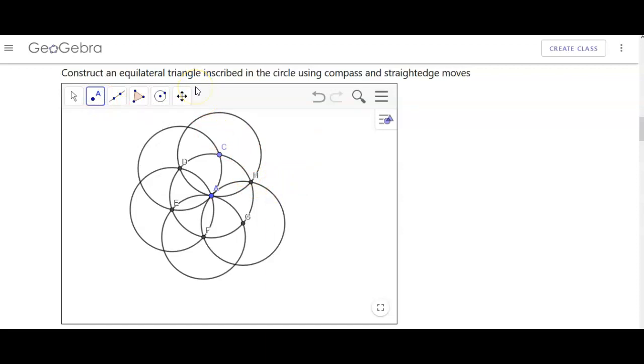And what we're trying to do is draw an equilateral triangle that's inscribed in the circle. And so an equilateral triangle means all the sides are the same length, and inscribed means that all of the vertices touch the outside edge of the circle. So now you can see that we have this circle that goes through every single point of that triangle.